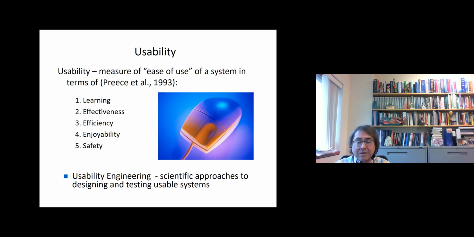I got into this field in healthcare around 1992, coming more from software engineering, where the term came up at the time, usability engineering. And I define that as scientific approaches to designing and testing usable systems.